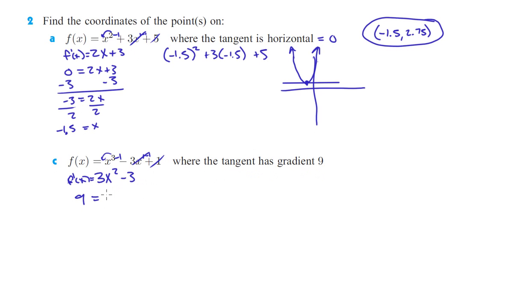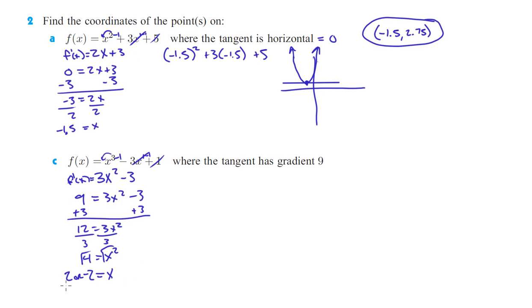So we know that 9 equals 3x squared minus 3. And now we just want to solve this. So let's add 3 to both sides. And we get 12 equals 3x squared, divided by 3. And we get x squared is 4. So if we square root this, we know that x has to equal positive 2, or also it could work with negative 2.